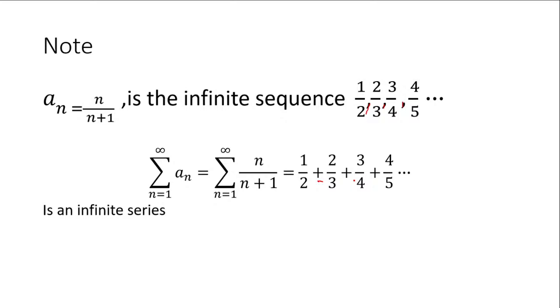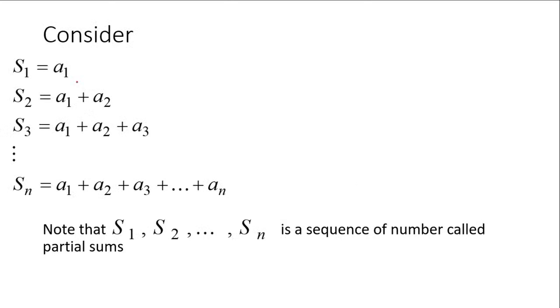Now let's consider this: s1 equal to a1, s2 equal to a1 plus a2, s3 equal to a1 plus a2 plus a3, and sn, so you are summing them up to an. Note that s1, s2 and sn are a sequence of numbers called partial sums. So when you combine s1, s2, s3, we call them partial sums.